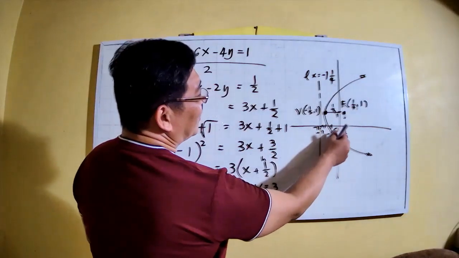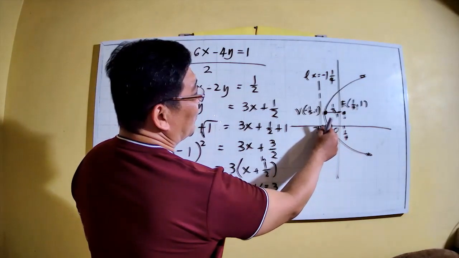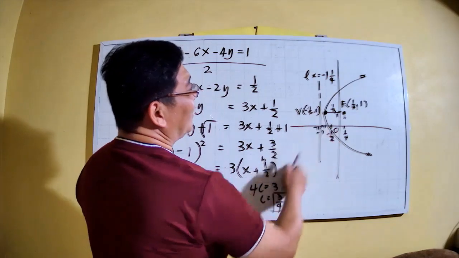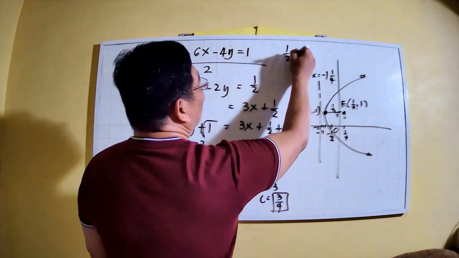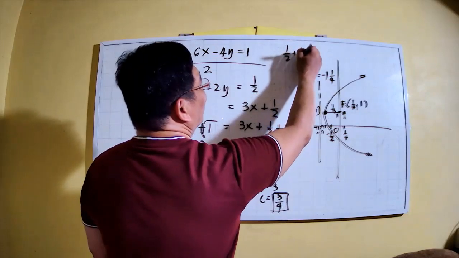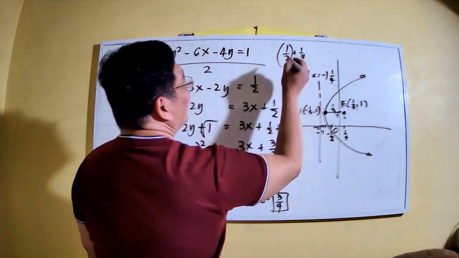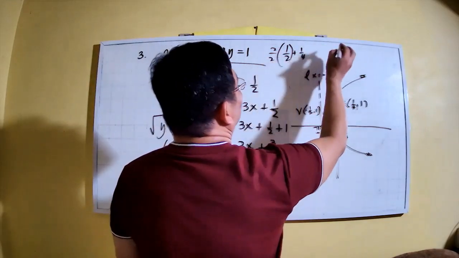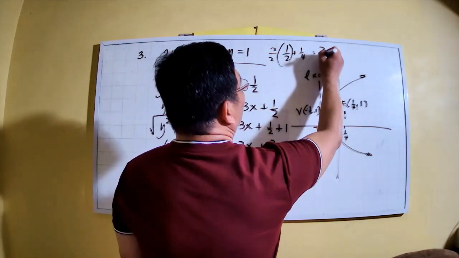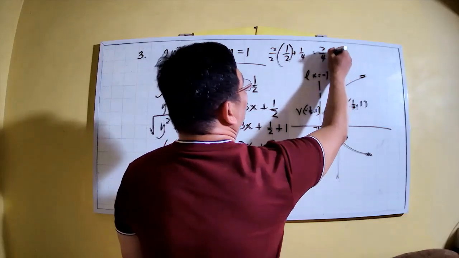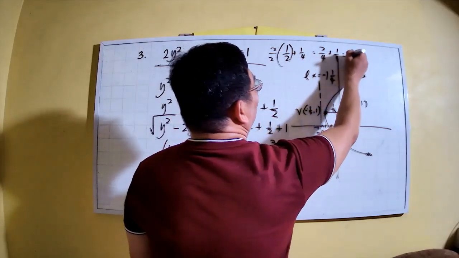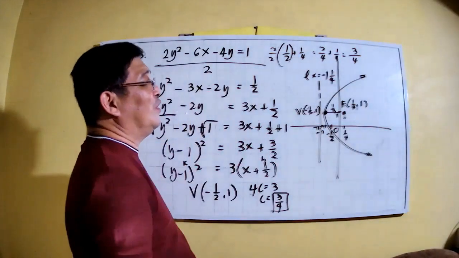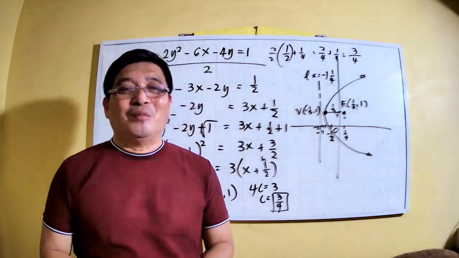Diba? X displacement is 1 half. So 1 half na natitira, di magiging 1 na. So 1 half plus 1/4, magiging 3/4. Kasi 1 half plus 1/4, kung daanin natin yan, this is multiplied by 2, rationalize, that is equals to 2 over 4 plus 1/4 equals to 3/4. So, ito na yung graph ng parabola.